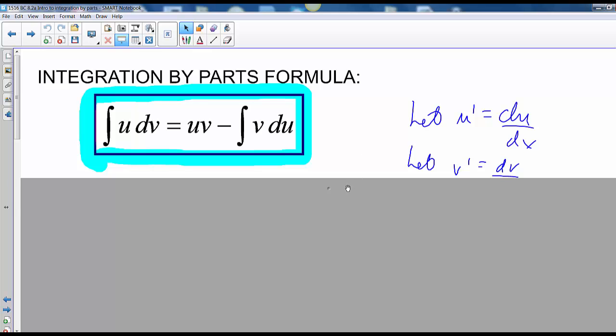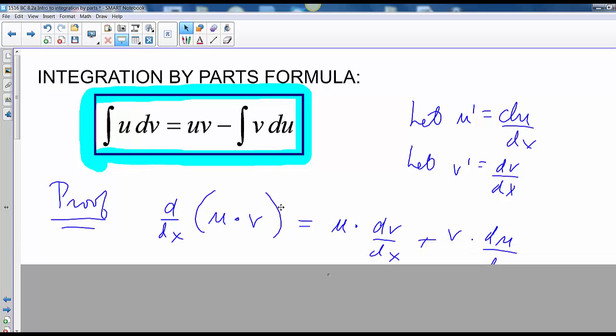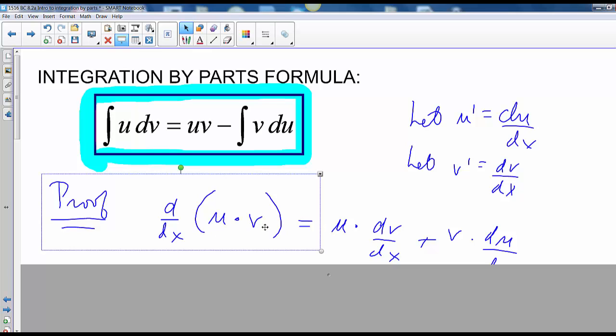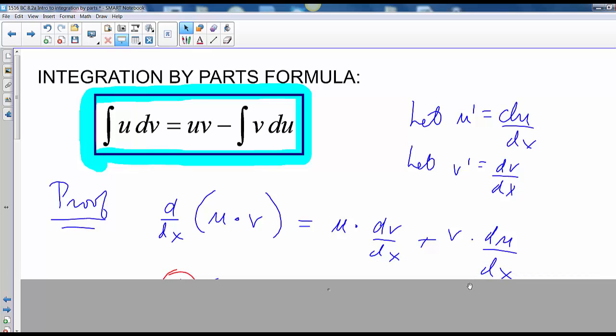So what we're going to do is start with the product rule. If we have some function u and some function v, and we want to take the derivative of that product, we take the first factor times the derivative of the second factor, which is d dx of v, plus the second factor, v, times the derivative of the first factor, which is d dx of u. Instead of writing du dx and dv dx, we're going to call it u prime and v prime. So here's what happens.